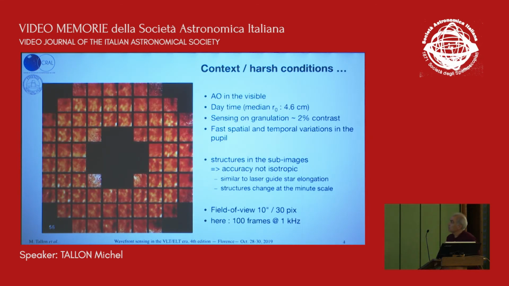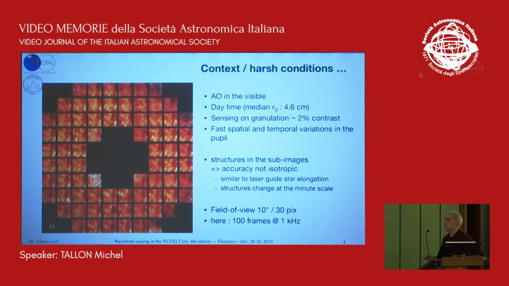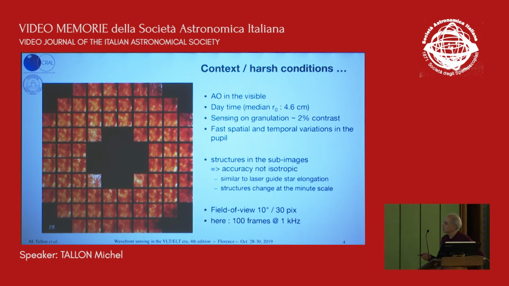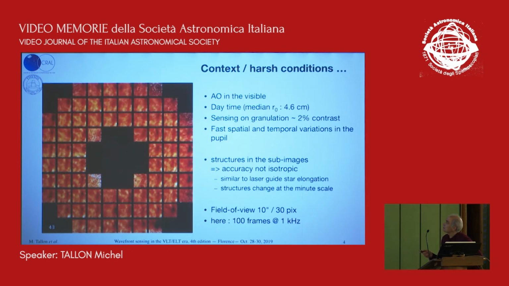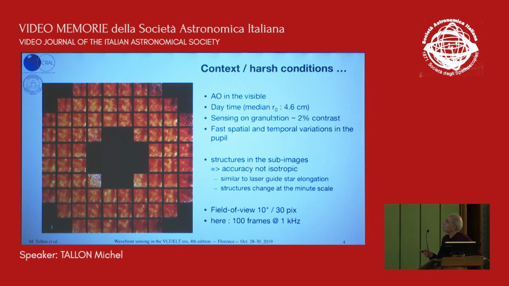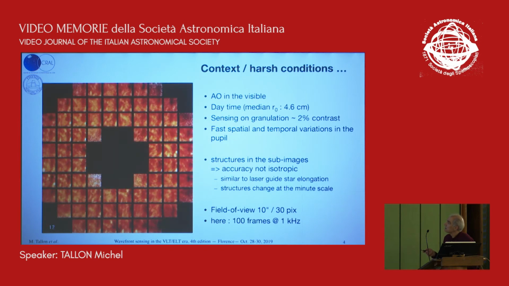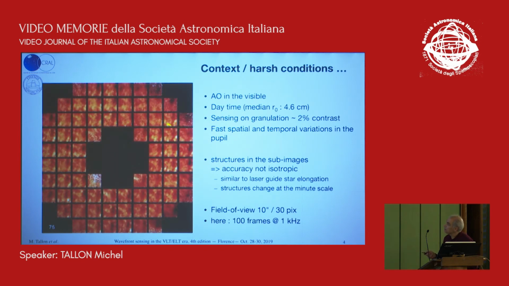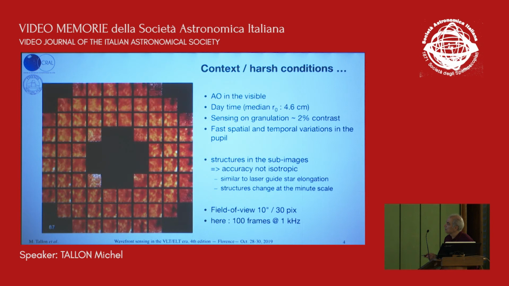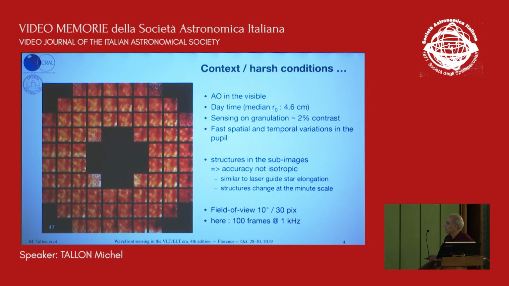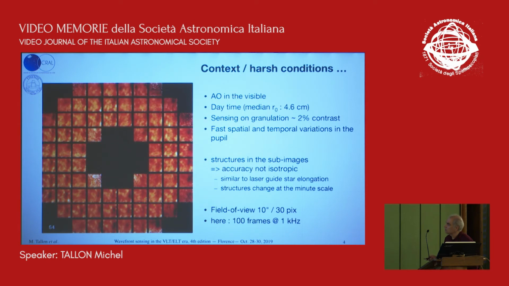So here's an example of the signals we have. This is already a preprocessed image, because without preprocessing you can hardly see anything. So why are these harsh conditions? Because it's adaptive optics in the visible. It's daytime with a medium r0, something like 4.6 centimeters. The sensing is on solar granulation. You can see in each subaperture a 10 arc-second field of view on the granulation, on 30 pixels. And here you have 100 frames, and we repeat the 100 frames here.